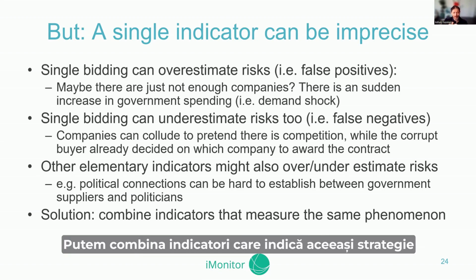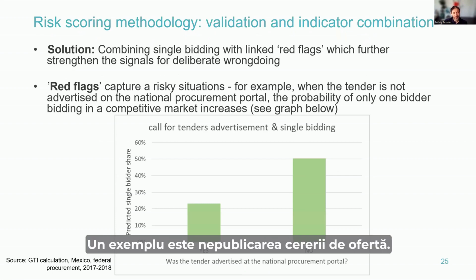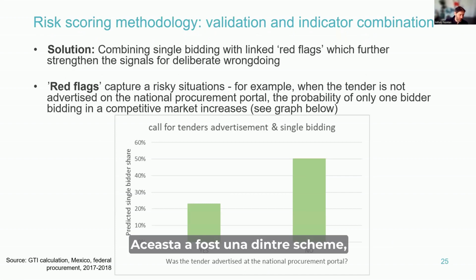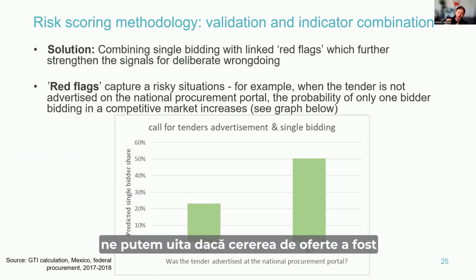We can combine indicators which point at the same corrupt strategy, but from different angles. One example is non-advertisement of call for tenders, right? This was one of the schemes, and the result of this scheme is to give competitive edge to the favored firm. So how does this look? How can we combine different red flags? Well, we can look at whether the call for tenders was advertised on the national procurement portal. So this is an example from Mexico.